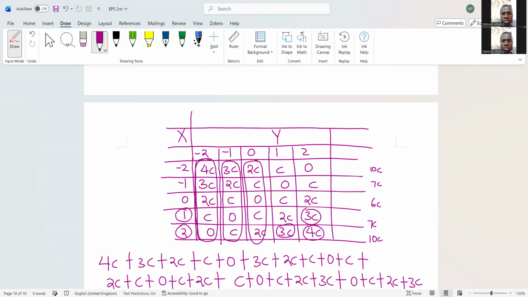So meaning that, look at y is -2. So we sum all those things. We have 4 plus 3, that is 7, plus 2, 9, plus 1, that is 10. So this is 10C. Then for the second column, that is 7C. For the third column, that is 6C.